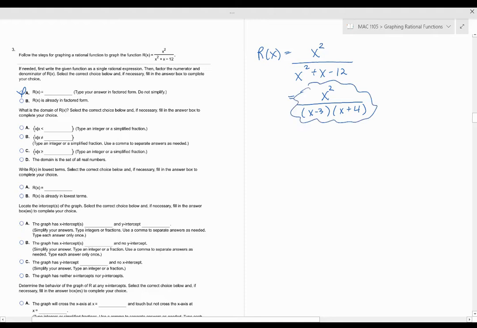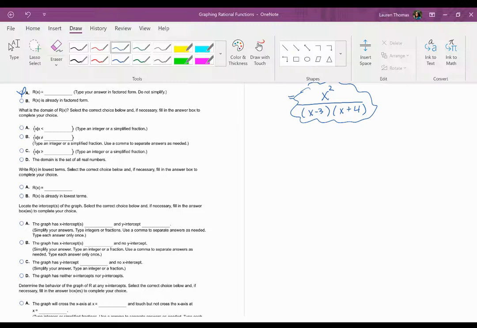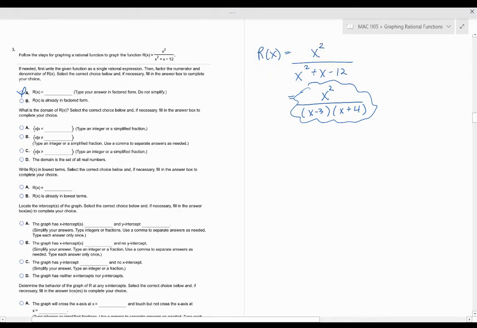Okay. All right, let's look at the second part. They want to know what's the domain. So remember, when you're finding the domain of a rational function, the denominator cannot equal 0. So we need to find out what those values are. So I'm going to set our denominator equal to 0. I'm going to set each one of those factors equal to 0. And I'm going to solve for x.